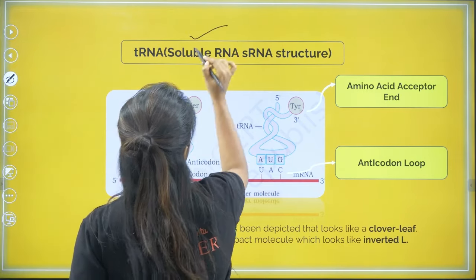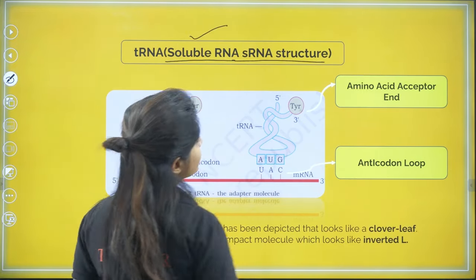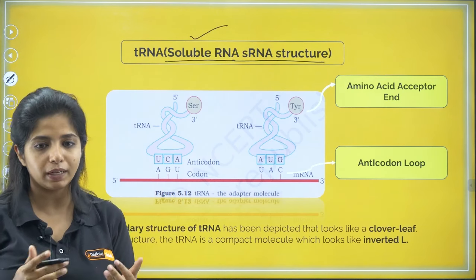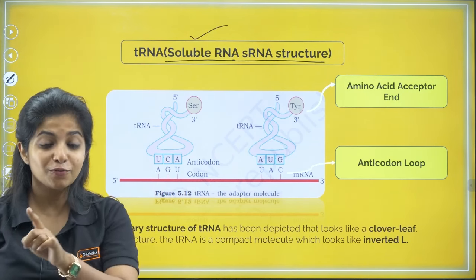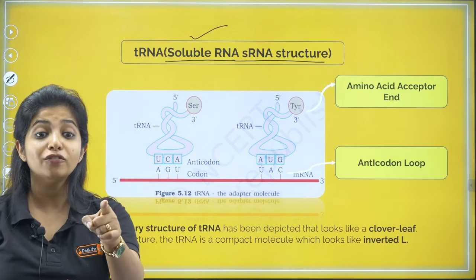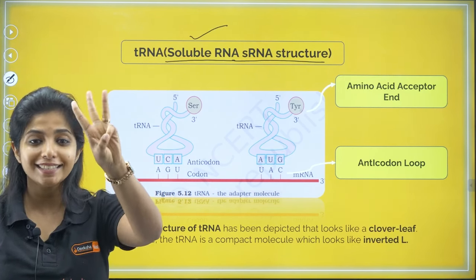So, we need tRNA, that is soluble RNA, or you call this sRNA. Initially, it was known as soluble RNA. I told you tRNA is found outside. tRNA is made with the help of RNA polymerase 3.